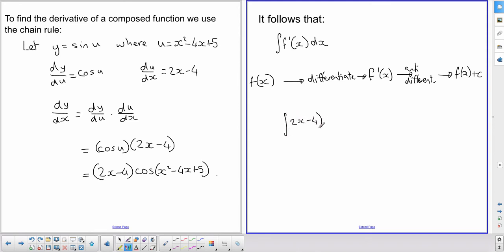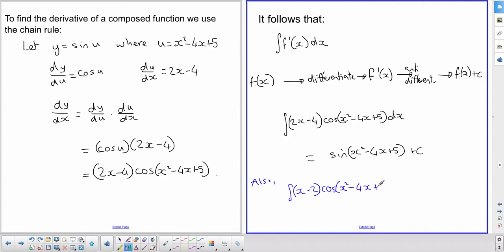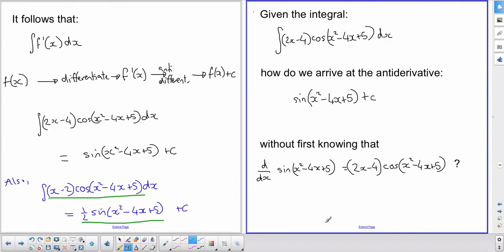So let's antidifferentiate this derivative that we have on the left hand screen, the derivative 2x minus 4 times cosine of x squared minus 4x plus 5. We know that's the derivative of sine of all that because we just differentiated. And so we have our antiderivative. Now in blue what we're doing here is finding the antiderivative of a function very close to the one we just antidifferentiated. We see it differs only by a factor of 2. And so we don't have to have a direct antiderivative. We can sometimes cook it a little bit.